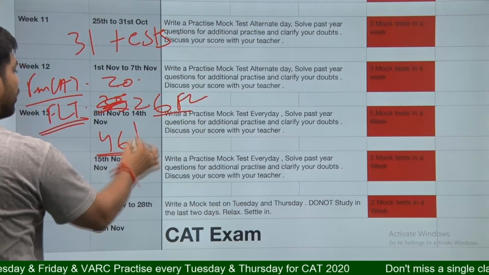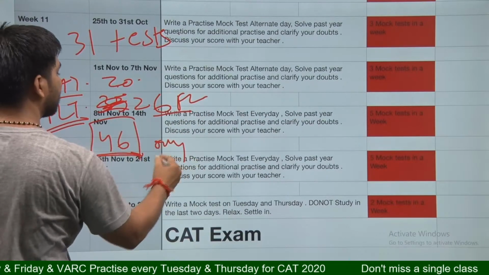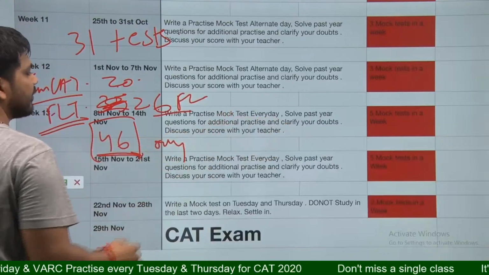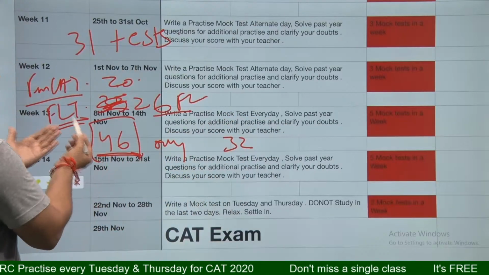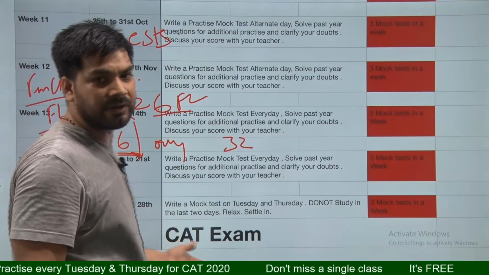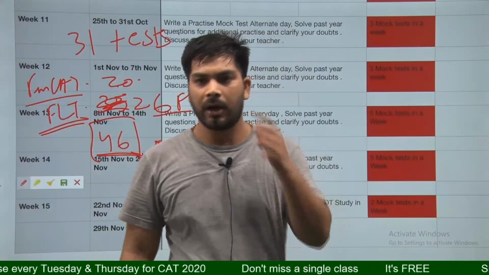This is what you're going for, only for CAT. 46 mock tests only for CAT. How many mock tests have we discussed here? 32. Then too, you have a window of 14 mock tests remaining with you. So you can always go ahead and do that.